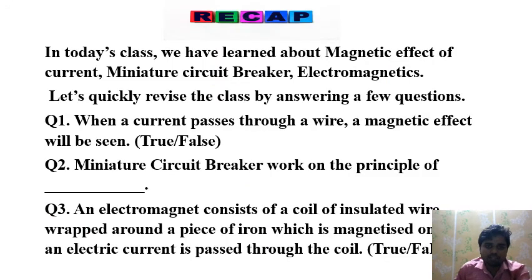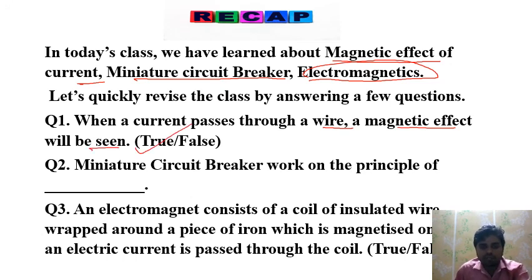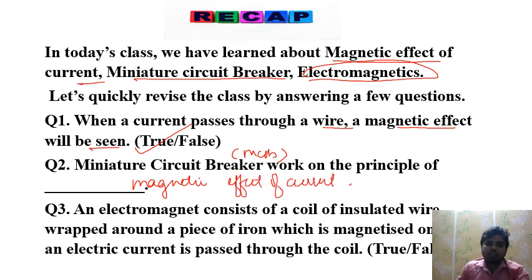Now in today's class we have studied the magnetic effect of current, the miniature circuit breaker and electromagnets. So now we will recapitulate a few questions here. When the current passes through the wire, a magnetic effect will be seen. Yes, it is true. Miniature circuit breaker, that is MCB, works on the principle of the magnetic effect of current. An electromagnet consists of a coil of insulated wire wrapped around a piece of iron which is magnetized only when an electric current is passed through the coil. So this is an electromagnet. It is a true statement.